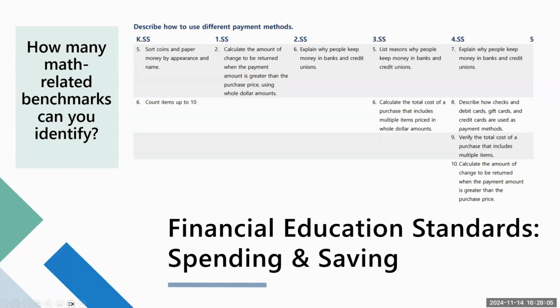And you see how many math related benchmarks we can identify here? We're sorting coins and paper money. We're counting items to 10. We're calculating change to be returned. We're calculating total cost of a purchase. We're verifying the total cost of multiple items and calculating the amount of change to be returned. So it's baked in, right, to all of this information. We're just not going to find it explicitly within the math standard.